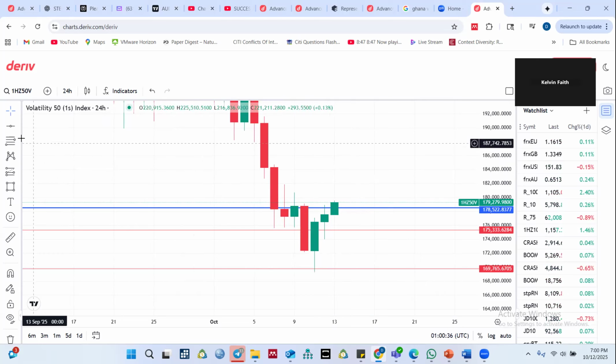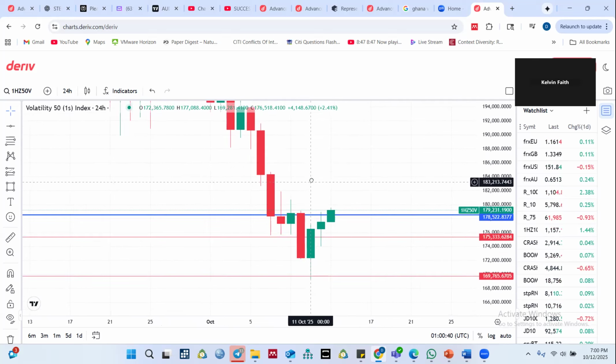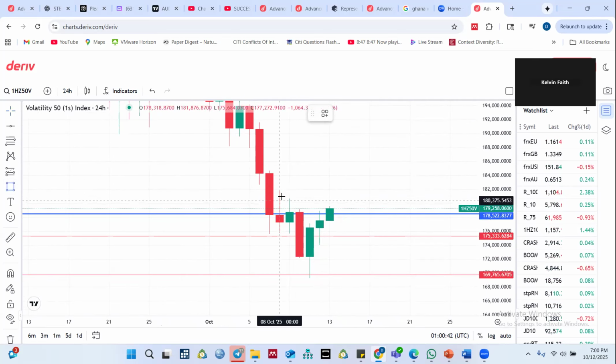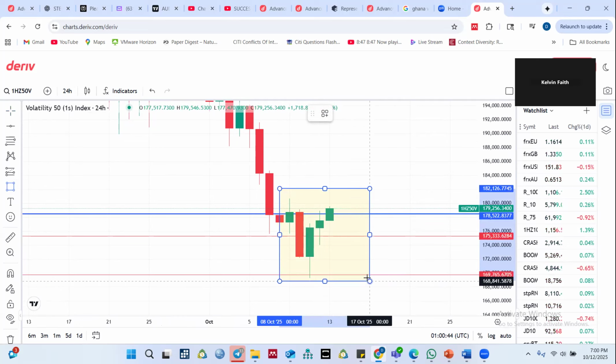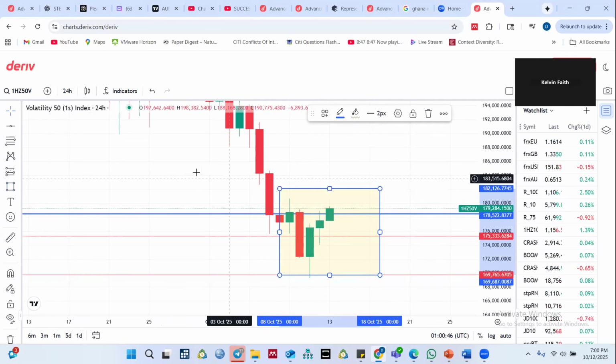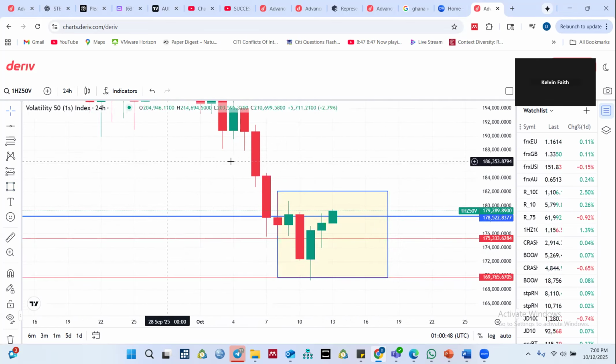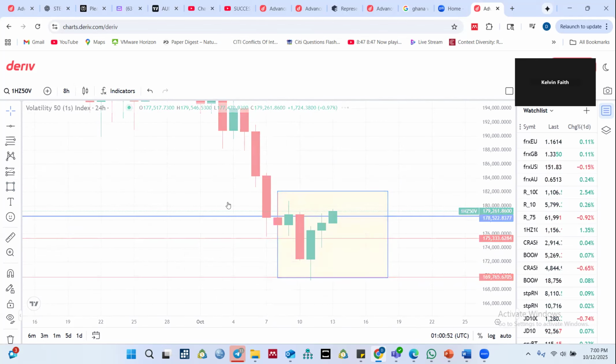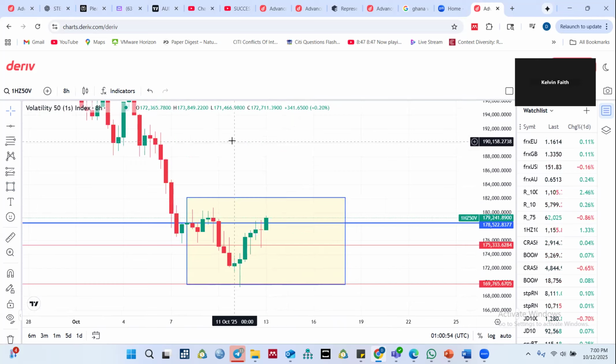Good. So let's go a little bit closer. Let's look closer into this area specifically and see what is going on within it. So I want to move to the 8-hour time frame to see what is going on.